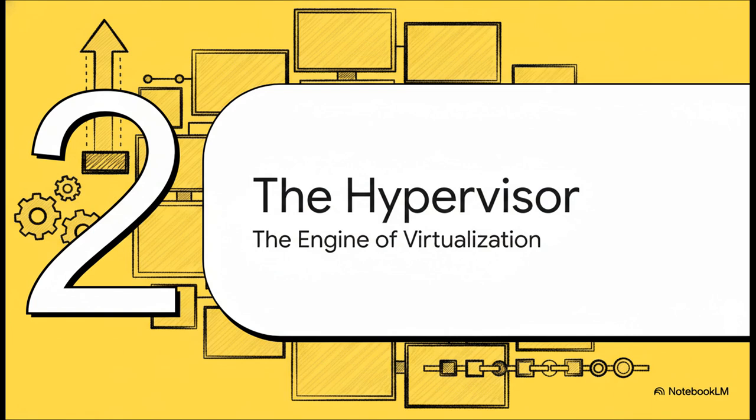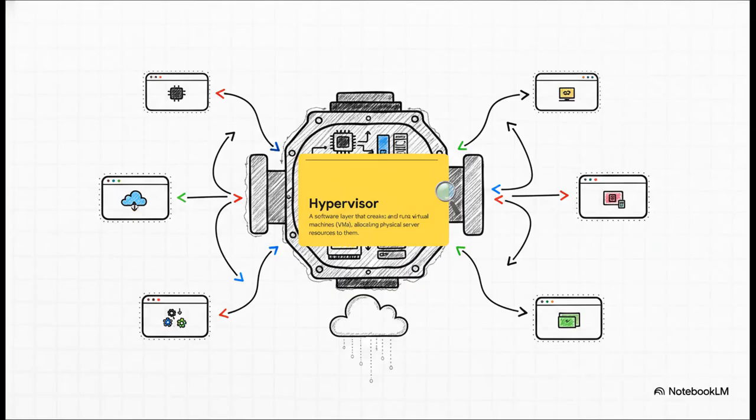So, what was the big breakthrough? How did we get out of that one-to-one mess? Well, the answer lies in this amazing piece of software called a hypervisor. The hypervisor is the absolute engine of virtualization.